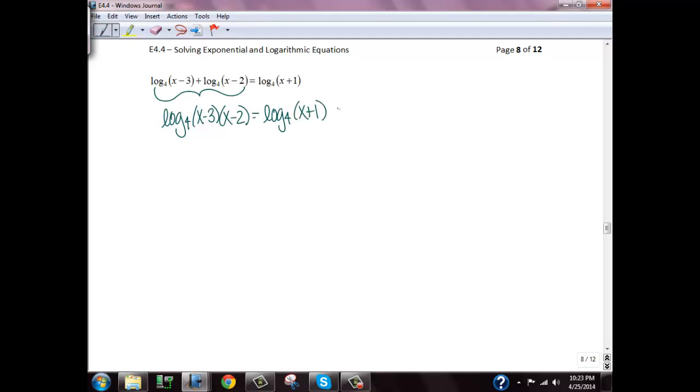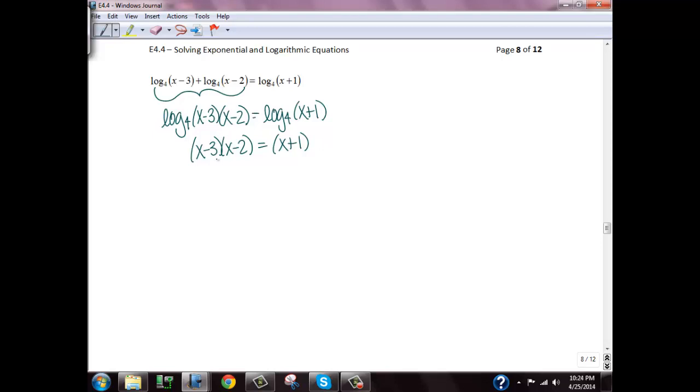Okay, now I have log base 4 of something equals log base 4 of something, so I can cancel those, which leaves me with x minus 3 times x minus 2 equals x plus 1. And now in order to solve, I need to FOIL everything out and move it all to one side. Most likely on these you have to factor or use quadratic formula. I don't care which method you use as long as you remember to check your answers.